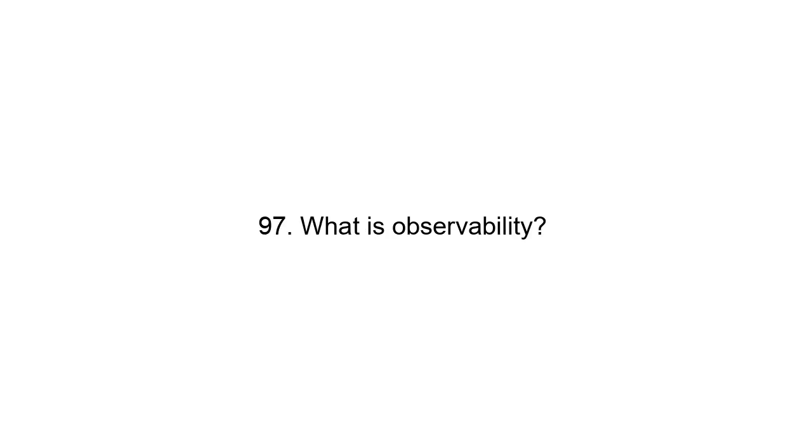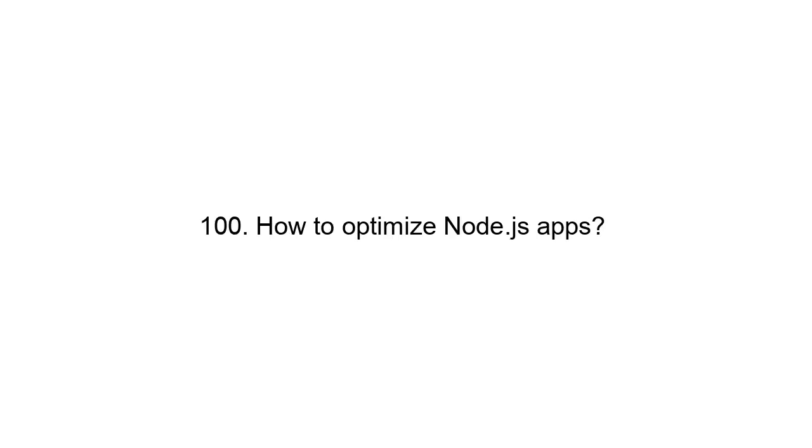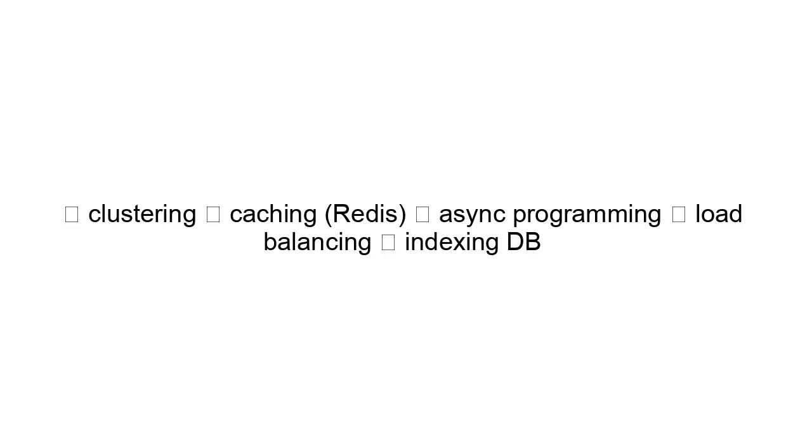97. What is observability? Monitoring system health. 98. What is performance tuning? Improving response speed. 99. What is production readiness? Stable, scalable deployment. 100. How to optimize Node.js apps? Clustering, caching, Redis, async programming, load balancing, indexing DB.